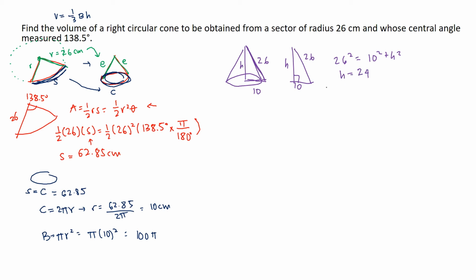So now we have the height, and we have the area of the base. We can now solve for what? The volume. So volume is just 1/3 area of the base times height. That is 1/3. How much is the area of the base? 100 pi. How much is your height? That is 24.